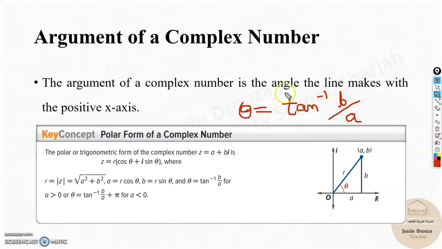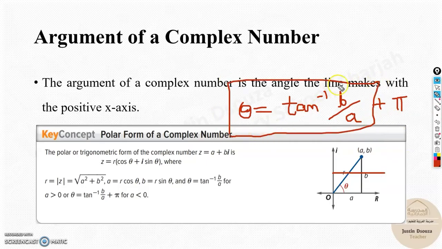Always remember, it varies. Sometimes it'll be only this much. Sometimes you'll have to add pi or 180 degrees. So when do we add pi? So what happens is if the given value of A is positive, it will be on the right side. Then this is the formula. Okay. Theta is tan inverse b by a. But if it goes to the other side, then you need to add pi, that is 180 degrees, to the formula. Whenever A is greater than 0, that means positive, this is the formula. If it's negative, that's less than 0, then this is the formula.